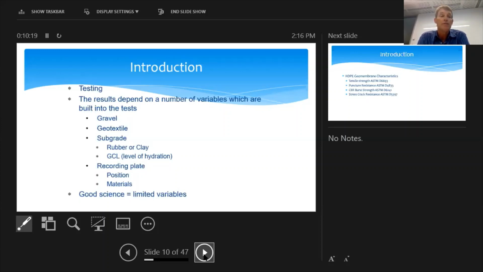The other area that's important is where the recording plate is placed in the structures. So in other words, is it below the geomembrane? Is it above the geomembrane? And that also has an impact on what strains are developed. So in terms of good science, in terms of being able to compare things accurately, you want to limit those variables. And some of the tests that we do try to do that as best we can.